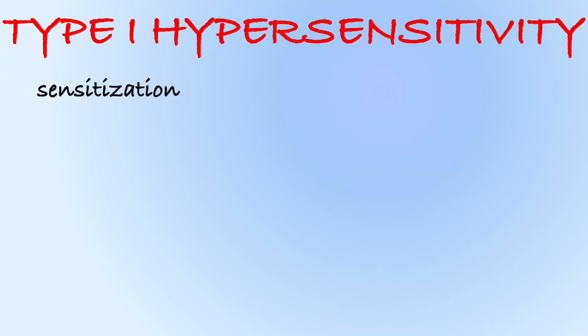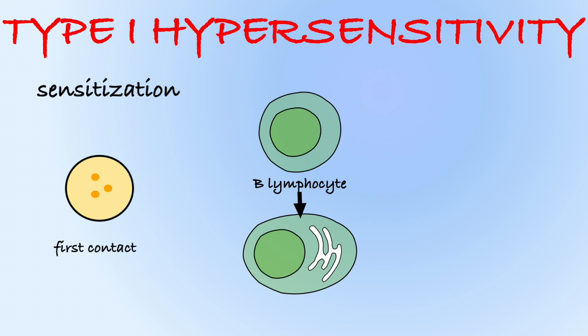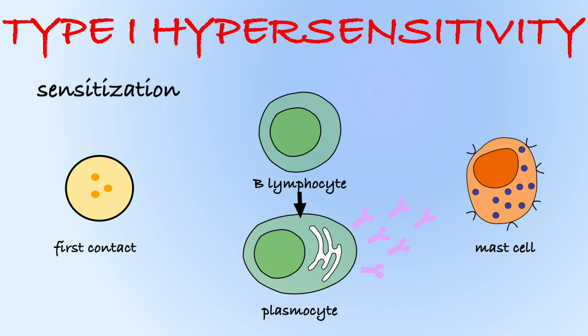Sensitization stage, when a person comes into contact with an allergen for the first time. B lymphocytes transform into plasmocytes that start producing IgE antibodies specific to an allergen. Allergen-specific IgE antibodies attach to the surface of mast cells and basophils, becoming sensitized to the allergen.